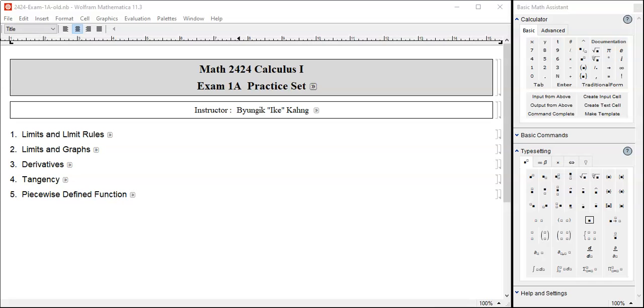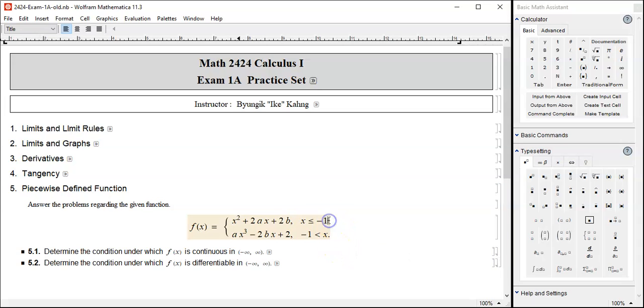The final topic here is piecewise defined function, kind of like this. When x is less than or equal to -1, first line. When x is greater than -1, the second line. So we have a possible breaking point at x equal to -1, and we have to define a and b values so that this function is continuous and also differentiable.